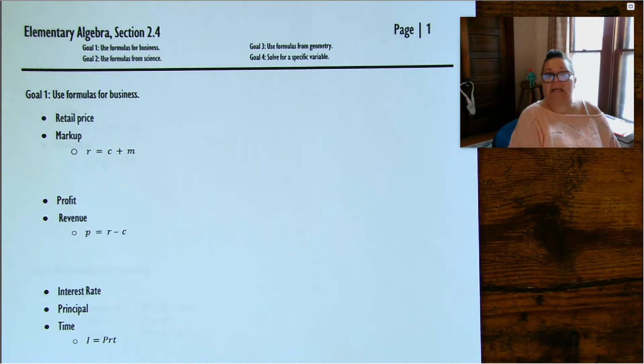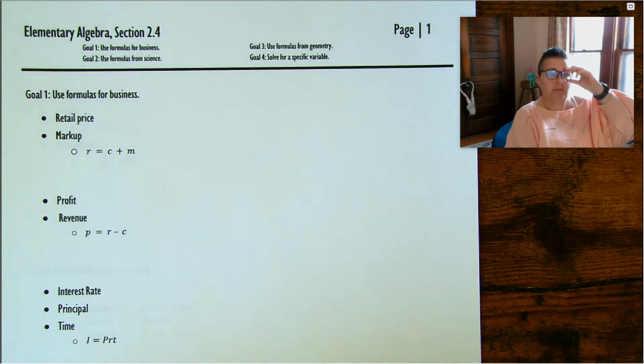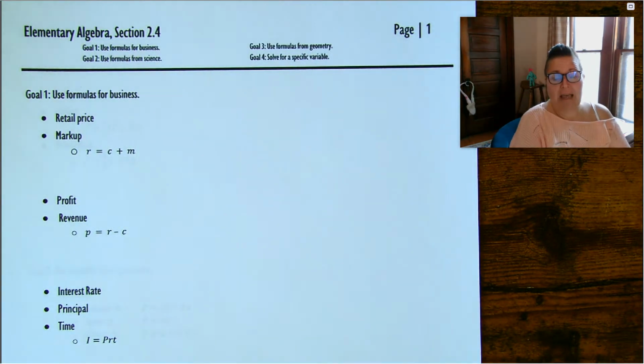Today we are going to take a look at what to do with formulas and substitutions, and then we're going to take a look at what's known as literal equations. I'm not going to spend a lot of time on formulas. I'm just going to go over a few of them with you. They are all listed in your textbook.